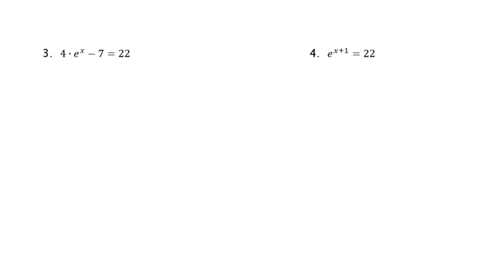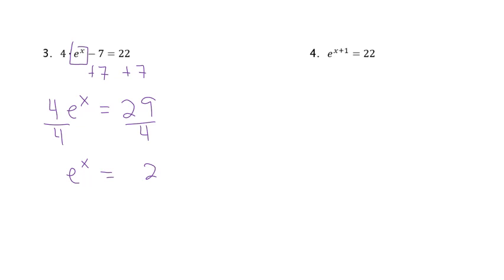For questions 3 and 4, it's the same concept, but we're actually using the natural log. Same idea. I'm going to get my e to the x by itself. So we're going to go ahead and add 7 to both sides. Divide by 4. And I'm going to leave it as a fraction for now, but you don't have to leave it as a fraction. You can make it a decimal. And then we're going to take the natural log of each side.